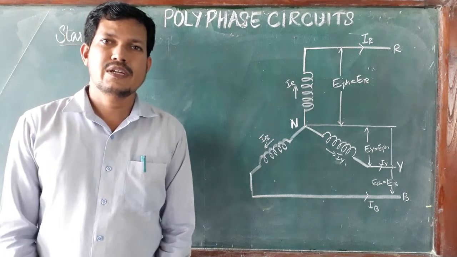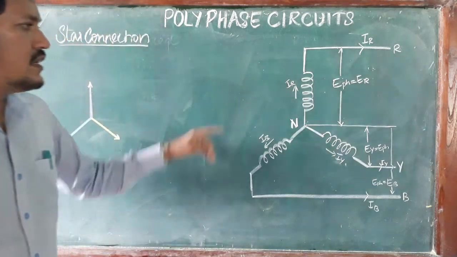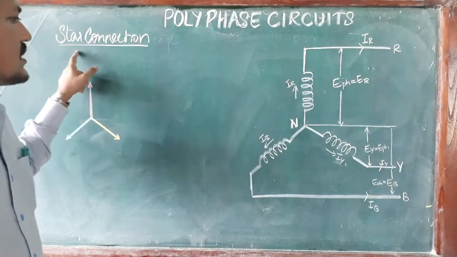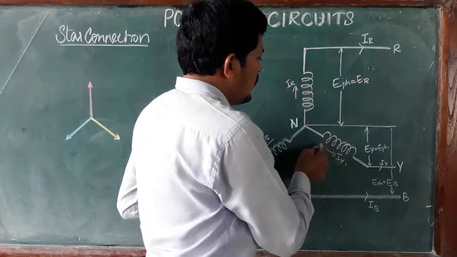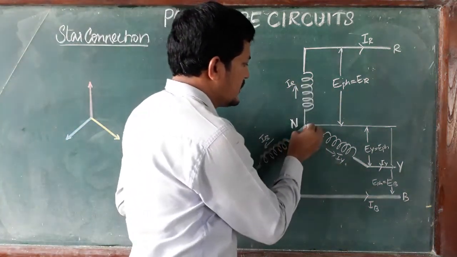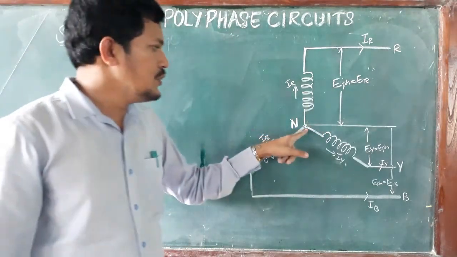In this video, we are going to discuss the star connection of a polyphase circuit. Here I have drawn one circuit for star connection. Star connection means the three coils, one end is connected together, making a star point. That point is called the neutral.